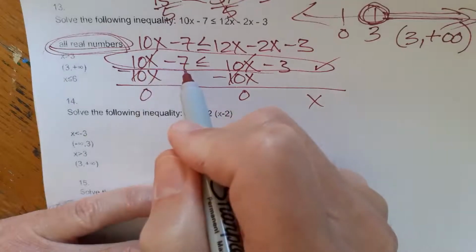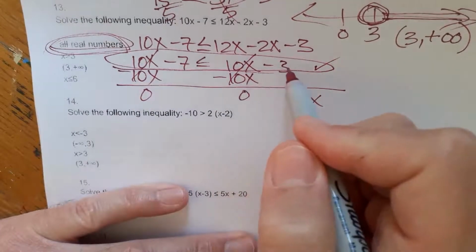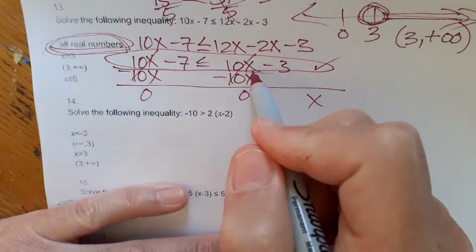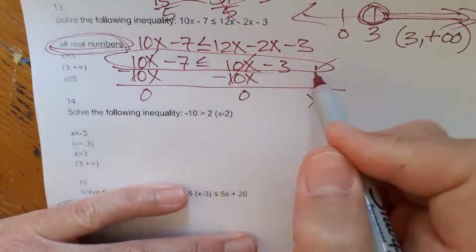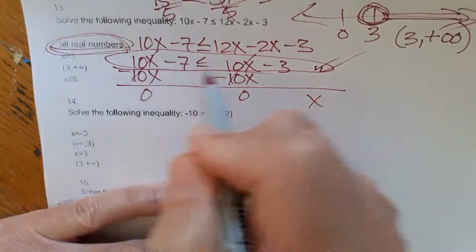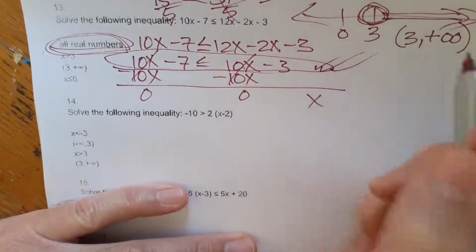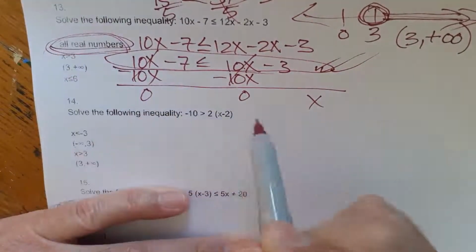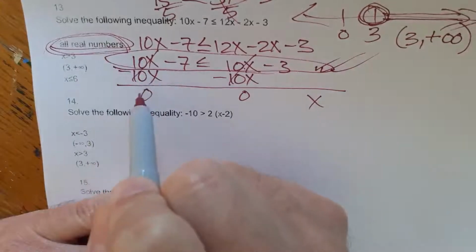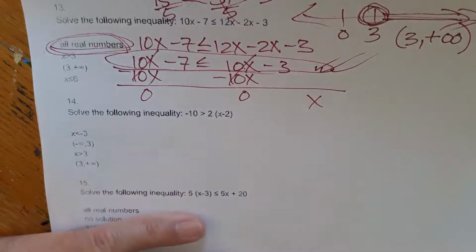Let's put in 1. You'd have 10 minus 7 would be 3, and 10 minus 3 would be 7. So is 3 less than or equal to 7? Yes. So we can keep plugging in values for x, and if every one comes up right, it's all real numbers, and the way we know that through this solution is these disappear with zeros.